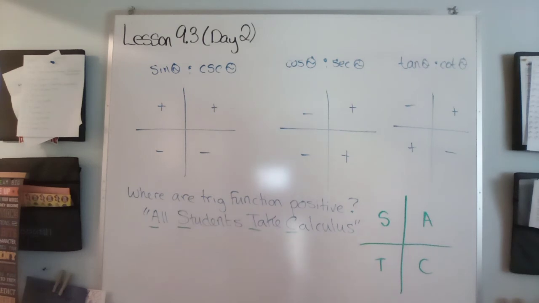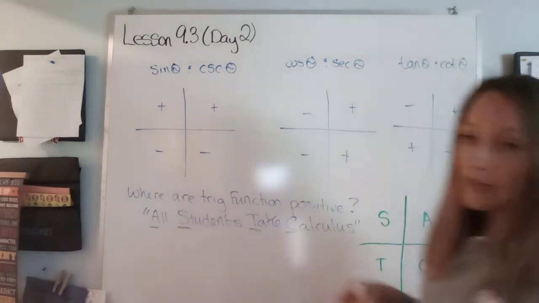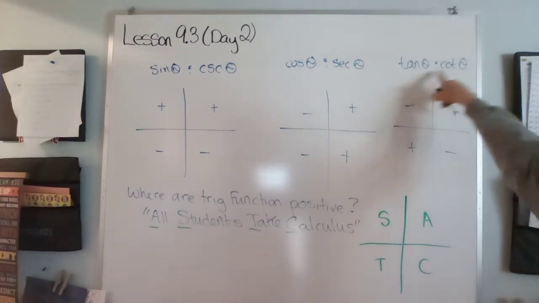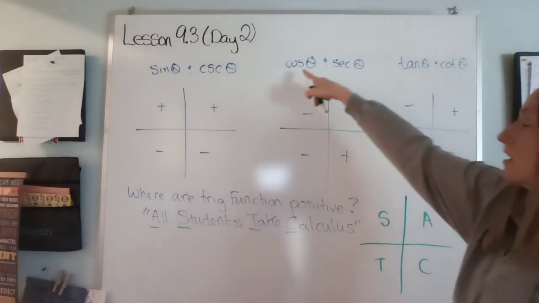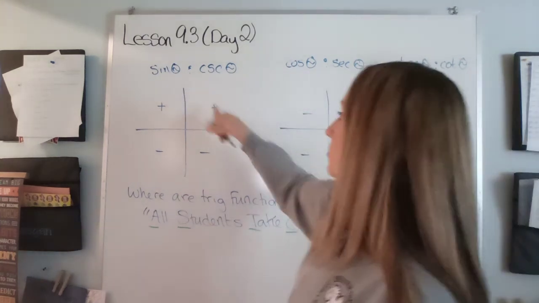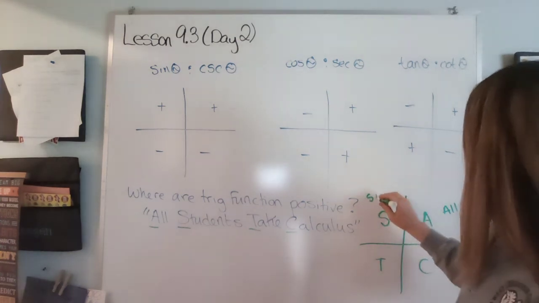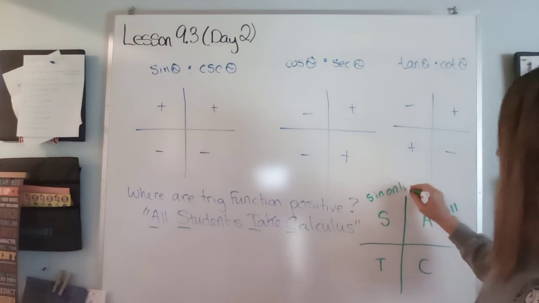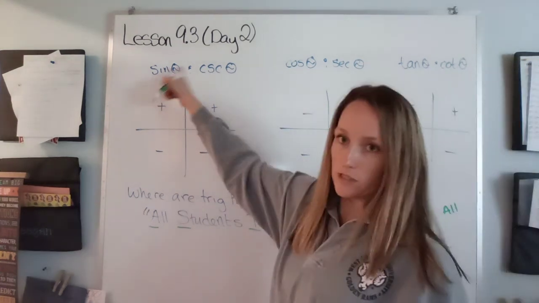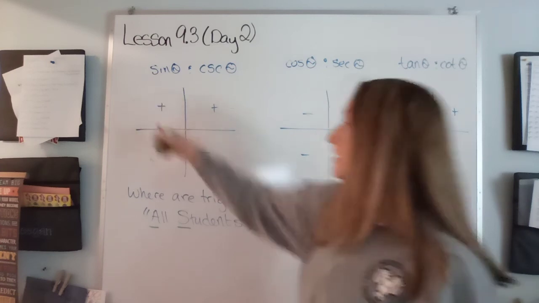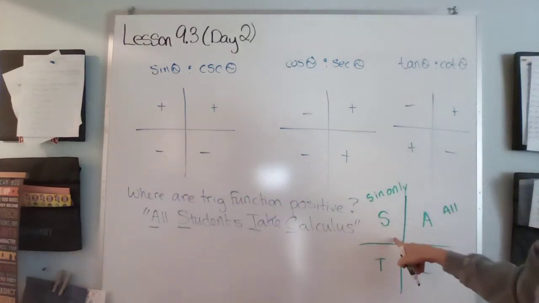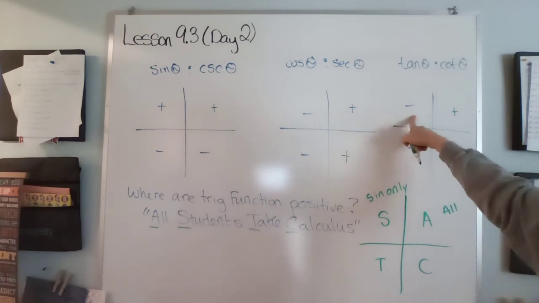Okay? And then what you're going to see is that all of the trig functions are positive in the first quadrant. Tan and cotangent are positive, cosine and secant are positive, and sine and cosecant are positive. So all of them are positive in the first quadrant. In the second quadrant, sine only. Now when I say sine only, it's sine and its reciprocal. So sine and cosecant are the only ones that are positive in the second quadrant. See, it's negative for the other ones.